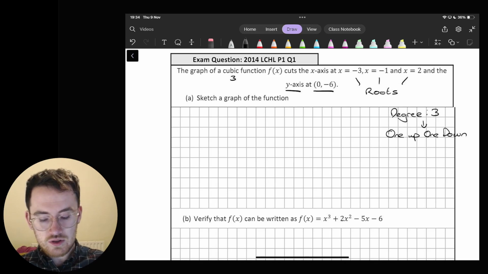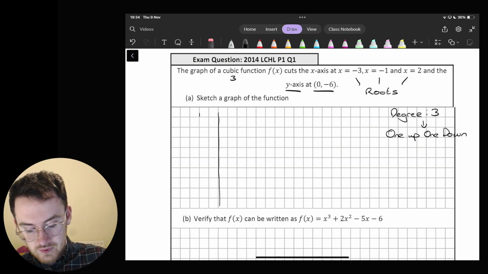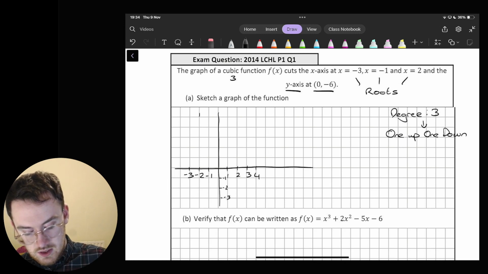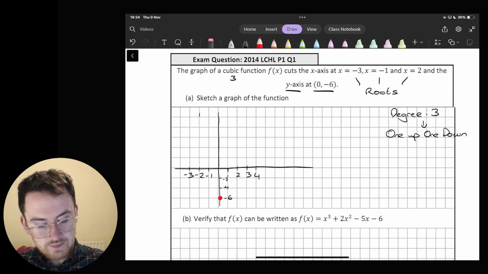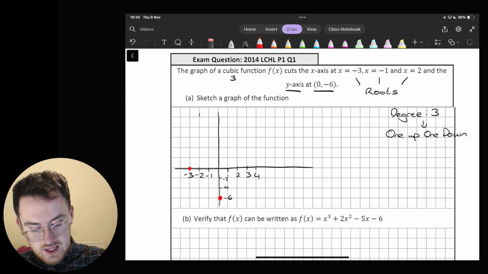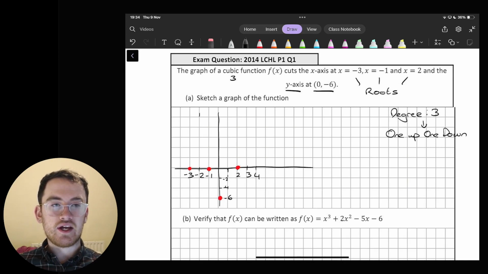So let's just plot all those points, see if that makes things any clearer for us. So just using as much space as I can here. So minus 1, minus 2, minus 3, 1, 2, 3, 4. Do you know what? I'll go up in 2's on this axis here. So minus 2, minus 4, minus 6. Okay, so my graph has to cut through this point. It also has to go through minus 3, minus 1, and 2.